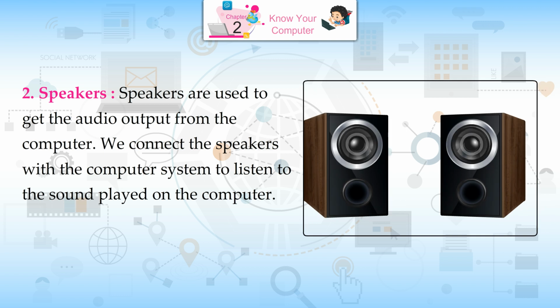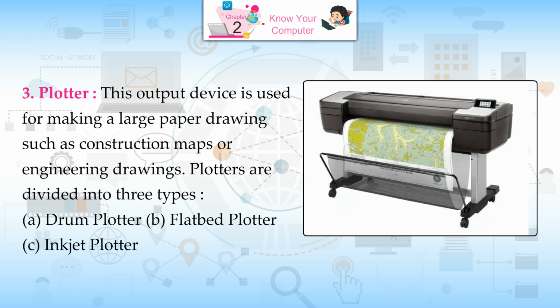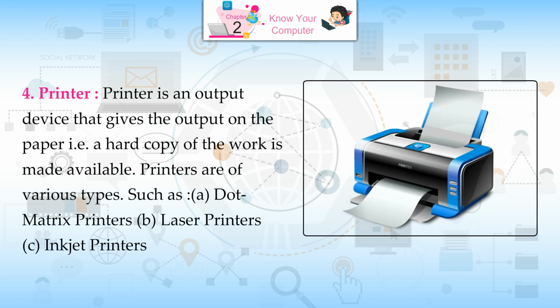Second, speakers. Speakers are used to get the audio output from the computer. We connect the speaker with the computer system to listen to the sound played on the computer. Third, plotter. This output device is used for making large paper drawings such as construction maps or engineering drawings. Plotters are divided into three types: A. Drum plotter, B. Flatbed plotter, C. Inkjet plotter.